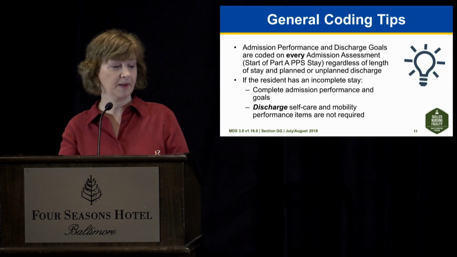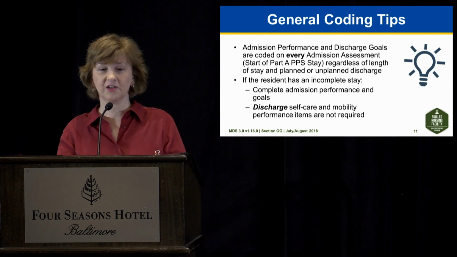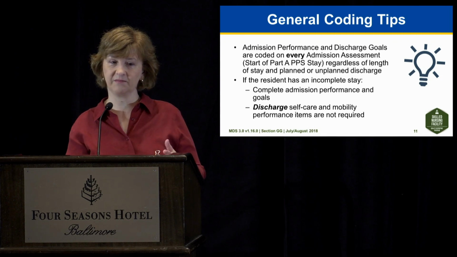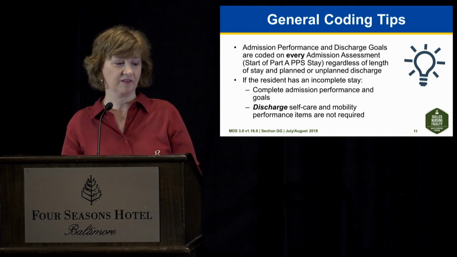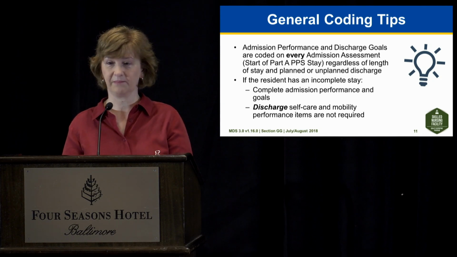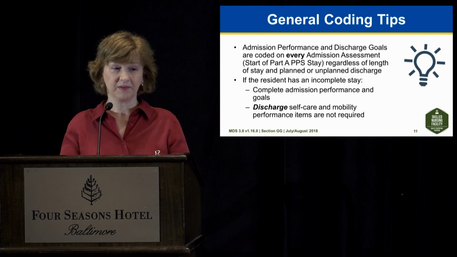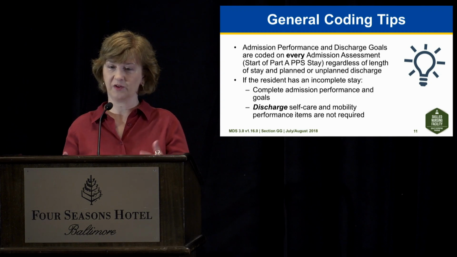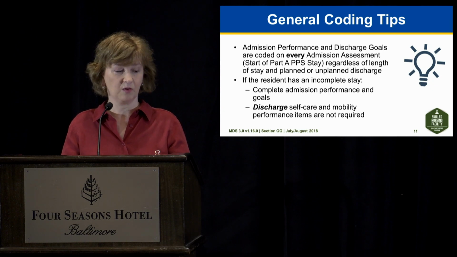Just some general coding tips. Admission performance and discharge goals are coded on every admission assessment. So there's 1 column for each of the activities for the admission assessment. There's a 2nd column for goals. And that is regardless of length of stay or whether the person's stay ends in a planned or unplanned discharge. If the resident has an incomplete stay, so they are admitted and discharged prior to what was originally planned, you do need to complete the admission assessment and goals.